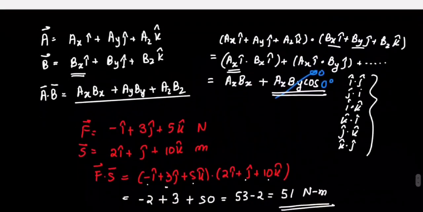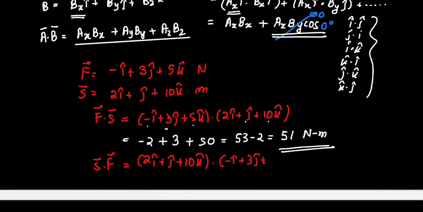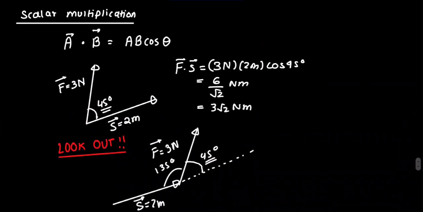You can also check from here that F dot S was like this. So if I did S dot F, then I would have simply written 2 i cap plus j cap plus 10 k cap, and then I would have dotted it with minus i cap plus 3 j cap plus 5 k cap. Then 2 times minus 1 is again minus 2, 1 times 3 is again 3, and 10 times 5 is again 50, and again this is 51 Newton meters. The answer is the same.